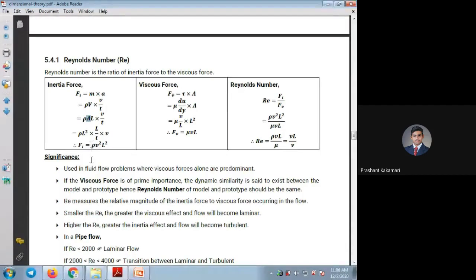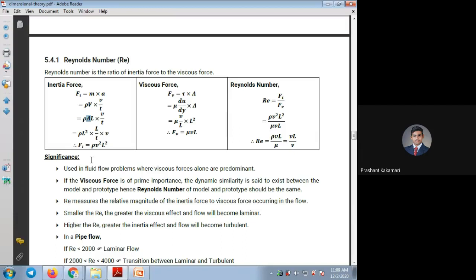How is this V square? Per unit time, if the length is changing, I can call it velocity. That L by T itself I can write as velocity. Then we have rho V square L square.